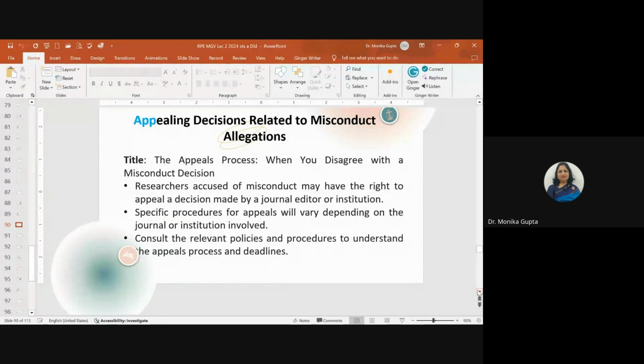Appealing decisions related to misconduct allegations. So researchers who have been accused of misconduct may have the right to appeal a decision made by a journal editor or institution. They are given a chance to put their viewpoint. The specific procedure for appeals will vary depending on the journal or institution involved, and consult the relevant policies and procedures to understand the appeal process and deadlines. That is why evidence is also required.